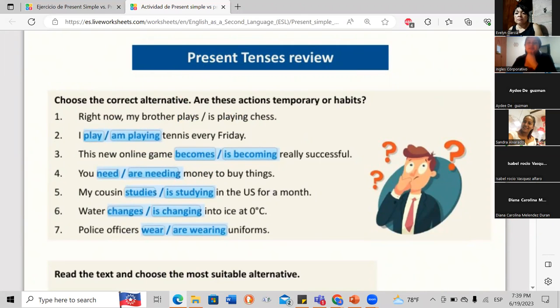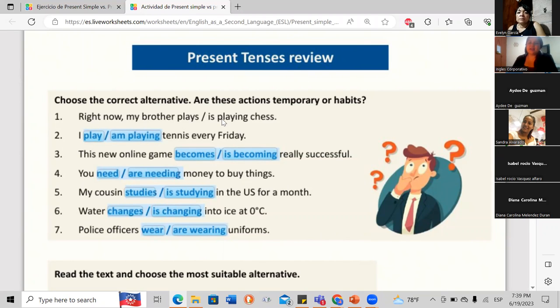Okay, please choose the correct alternatives. Are these actions temporary or habits? Okay, do you remember that we saw that last class? Carolina is having issues with the internet. Okay, we reviewed it, we studied that last class. But today we're going to make another review. Okay, review is like a repass, okay?